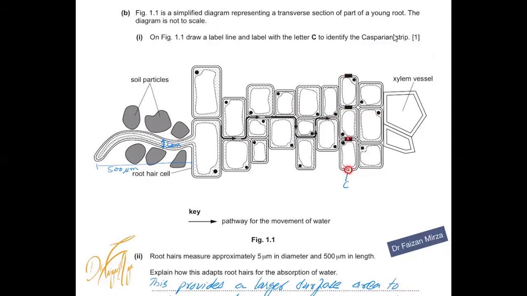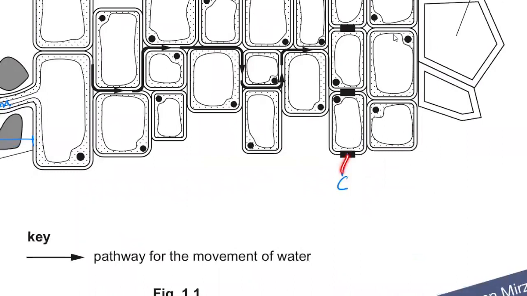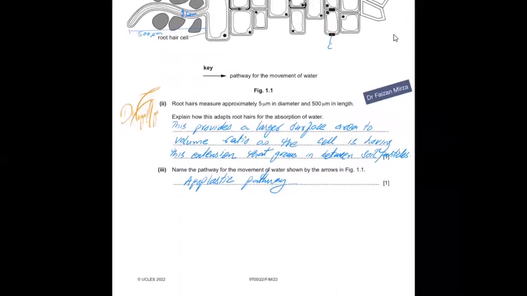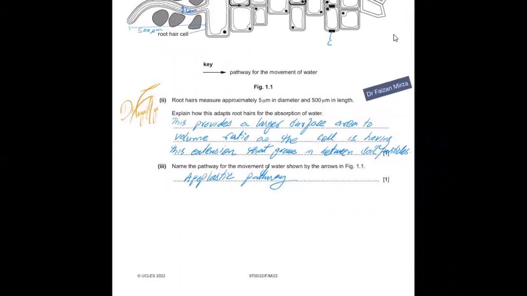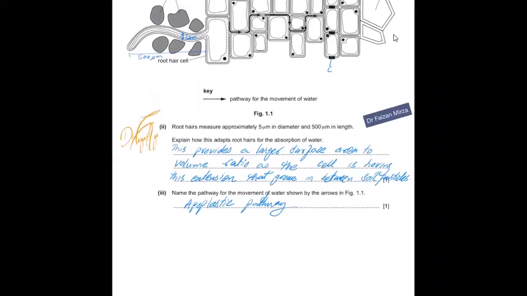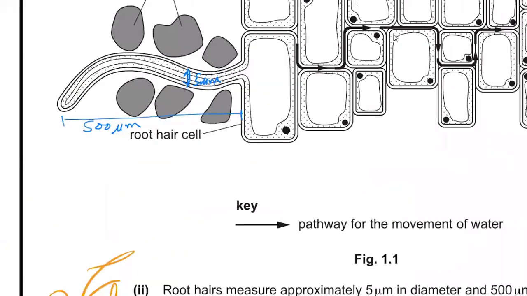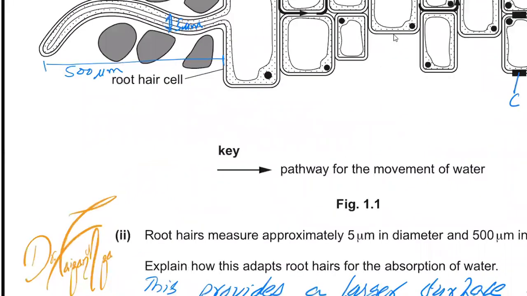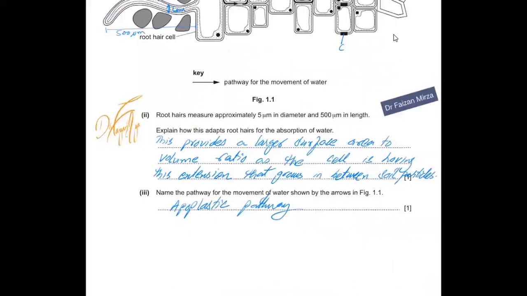So this is the Casparian strip. So you need to identify it with the letter C. We'll just point to this rectangular structure here, and label that this is the letter C. This is our Casparian strip. Explain how the root hair measures approximately 5 micrometers. So the root hair is 5 micrometers in its width and 500 micrometers in its length. I've just annotated this on my diagram. So what is happening? Explain what it tells.